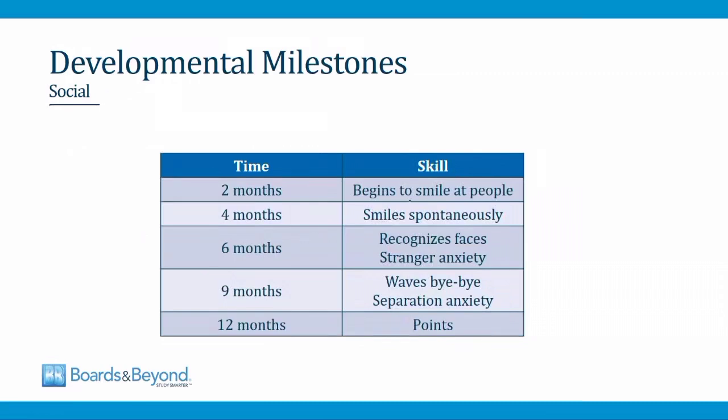Social development proceeds as shown on this slide. 2-month-old babies smile at people, but they usually don't smile spontaneously. That comes later at about 4 months of age. At 6 months of age, babies can recognize faces, and this is when they can develop something known as stranger anxiety, which I'll talk about in a minute. 9-month-old babies wave bye-bye, and they develop a different kind of anxiety called separation anxiety, which we'll also talk about in a second. And then at a year of age, babies are usually able to point at things that they want and at other people.